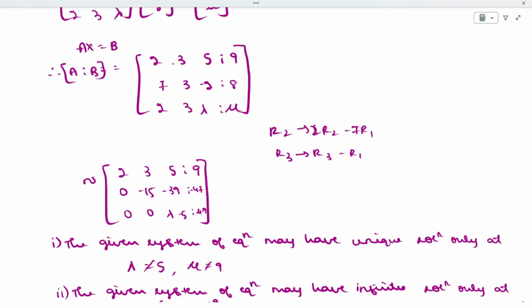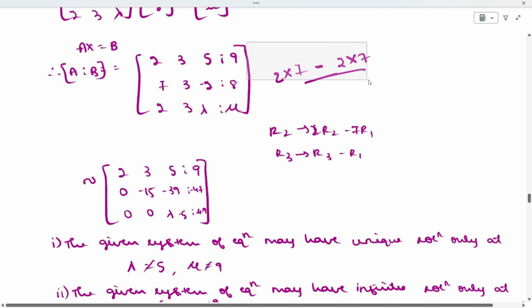Here you can subtract with this, right? R1. That means what you need to do? R2. That means here it is 7 and here it is 2. You cannot do anything, so here you multiply by 2, here you multiply by 7. That's it, you have to do. That means interchange and multiply those values.